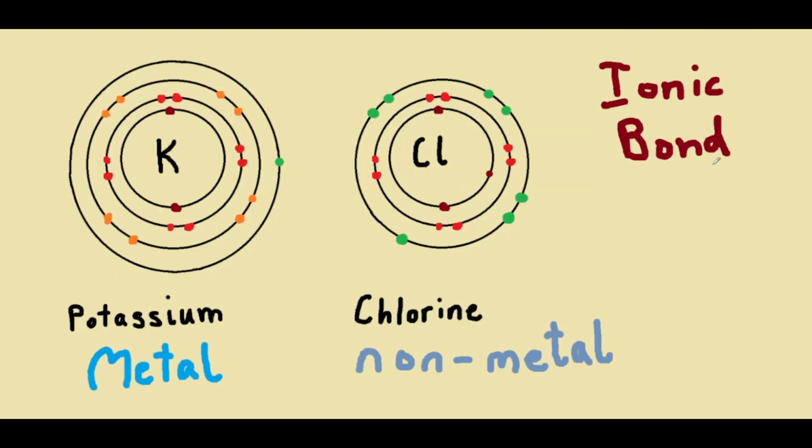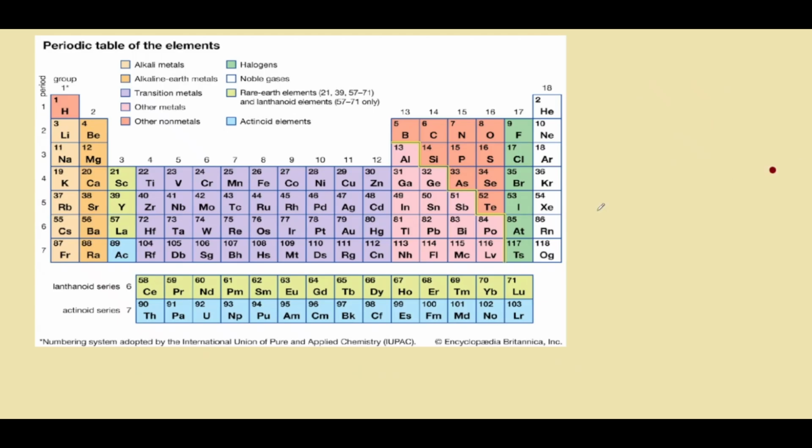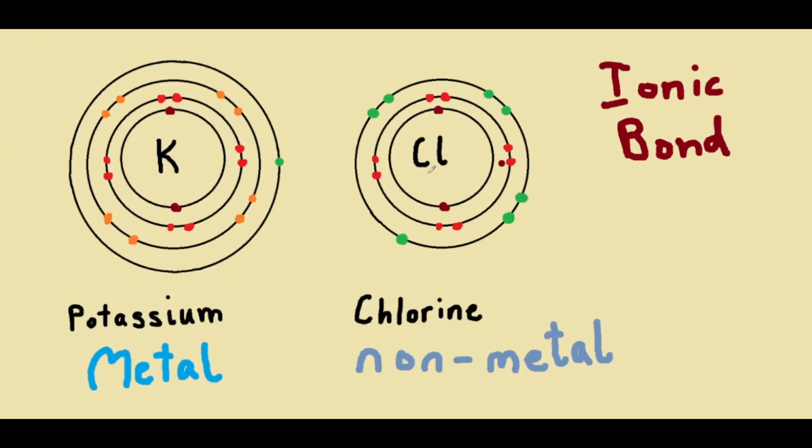You have chlorine, which has 7 valence electrons, because you can see chlorine is in the 7th group or column of the periodic table of elements created by Mendeleev. So what happens is, in this demonstration, this will become KCl, is what it's commonly called.